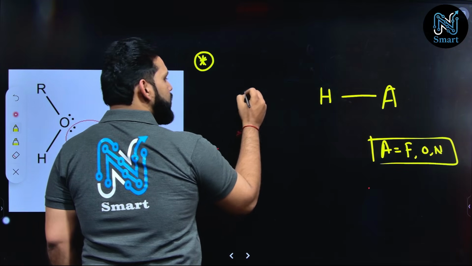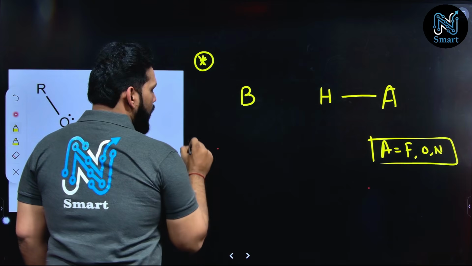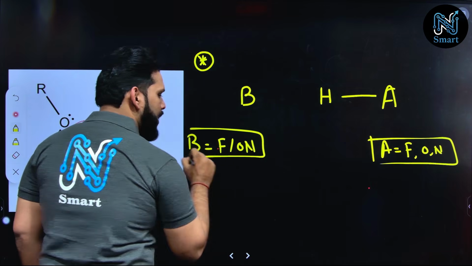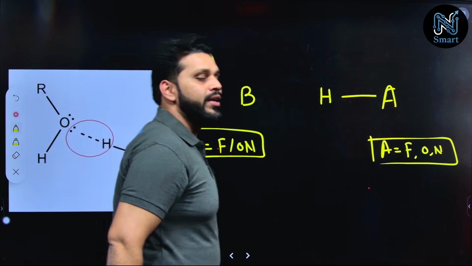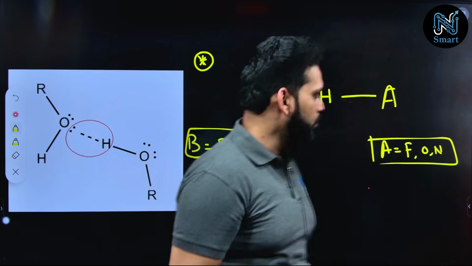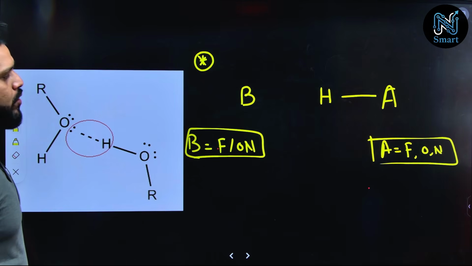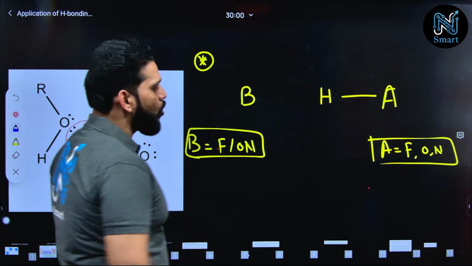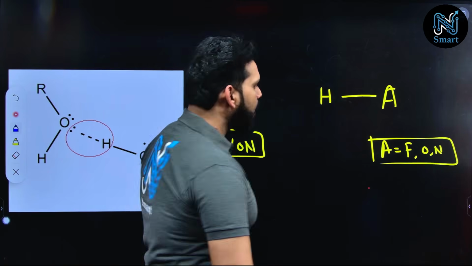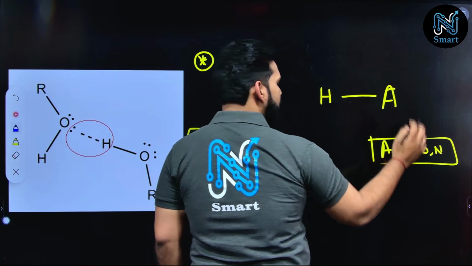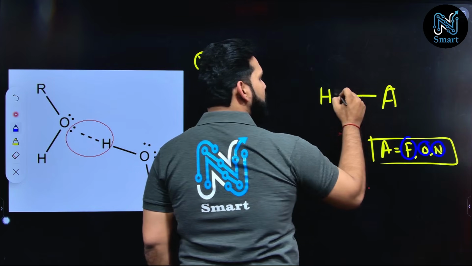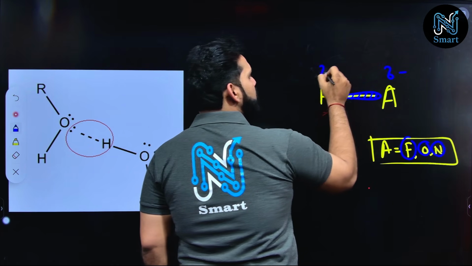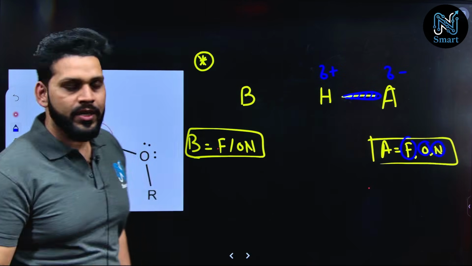Now this is connected to another element. Let's say B. B will also be an FON element. Only then hydrogen bonding can happen. Okay, how? I'm going to tell you how. See, when we talk about hydrogen bonding, what did I teach you right now? मैंने क्या पढ़ा है अभी? Whenever we have FON elements connected, they are electronegative, so they will drag the electron cloud towards themselves, so it will become delta minus and the hydrogen will become delta plus, right? The charge separation is clear to us.